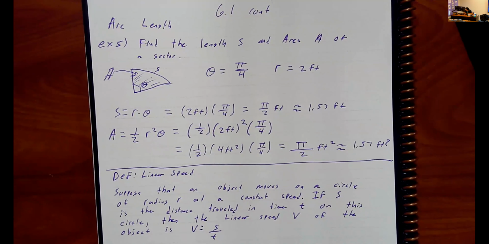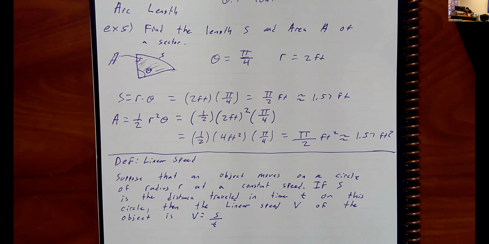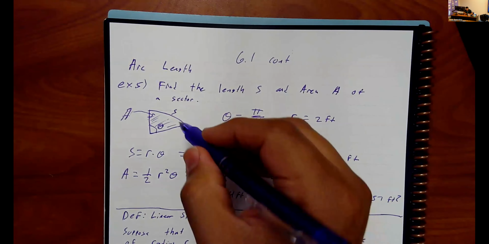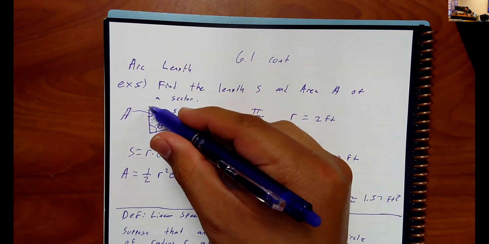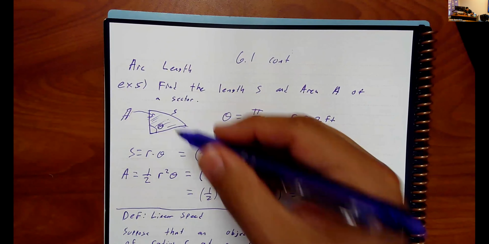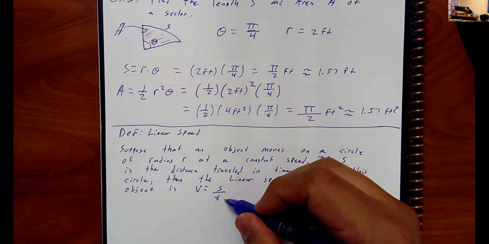So basically this is the speed of you going around the arc. Does that make sense? So if you're traveling in an arc like this along that s distance, that's linear speed. To find it, you find the arc length, divide by time.